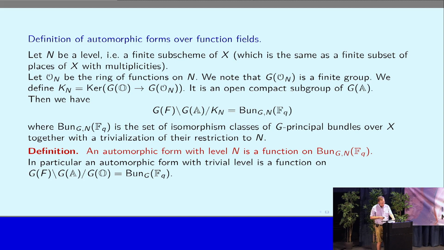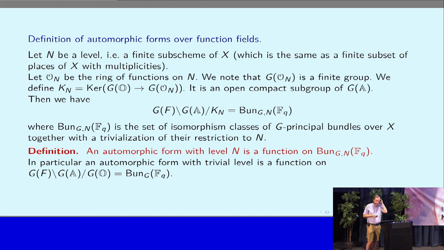So now I define automorphic forms over function fields, with a level N. So N now is a finite subscheme of X, which is the same as a finite subset of places of X with multiplicities. O_N is the ring of functions on N. G(O_N) is a finite ring, and G(O_N) is a finite group. And K_N is the kernel of G of integral adeles to G(O_N). It's an open compact subgroup of G(A).